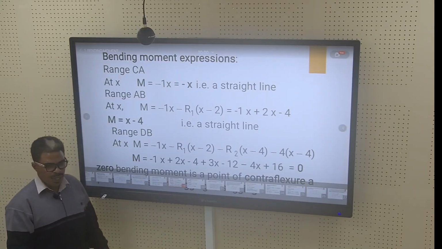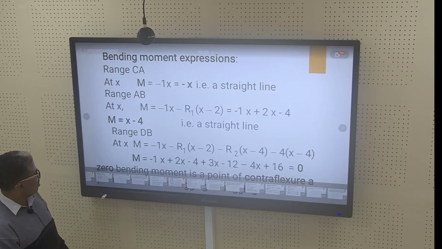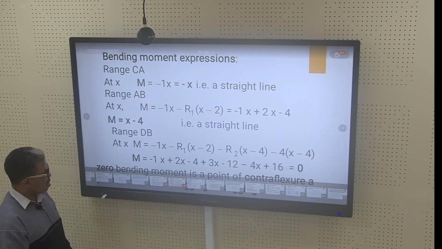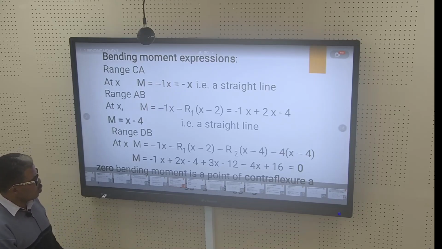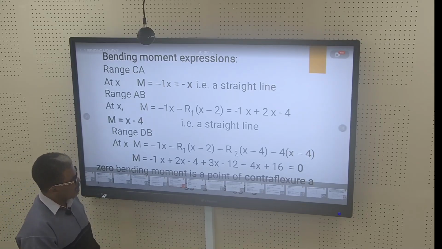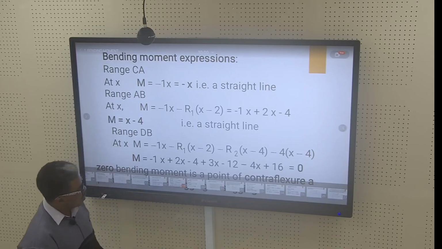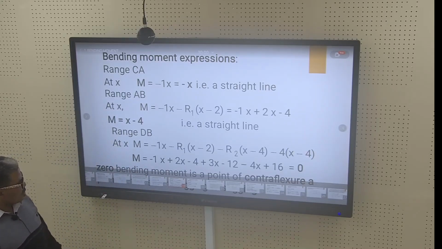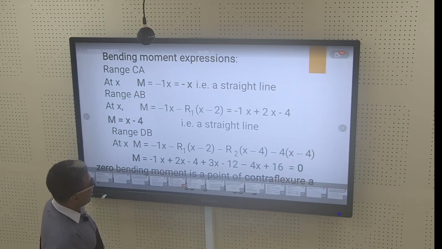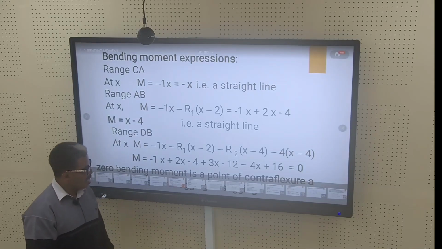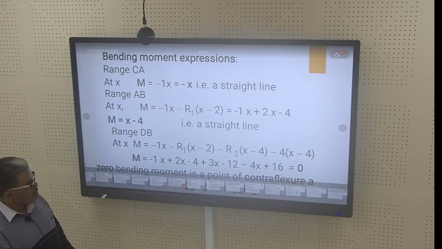Range of DB at x, the bending moment is equal to minus 1x minus R1 in bracket x minus 2 minus R2 in bracket x minus 4 minus 4 in bracket x minus 4. So the expression here becomes minus 1x plus 2x minus 4 plus 3x minus 12 minus 4x plus 16, it becomes 0.